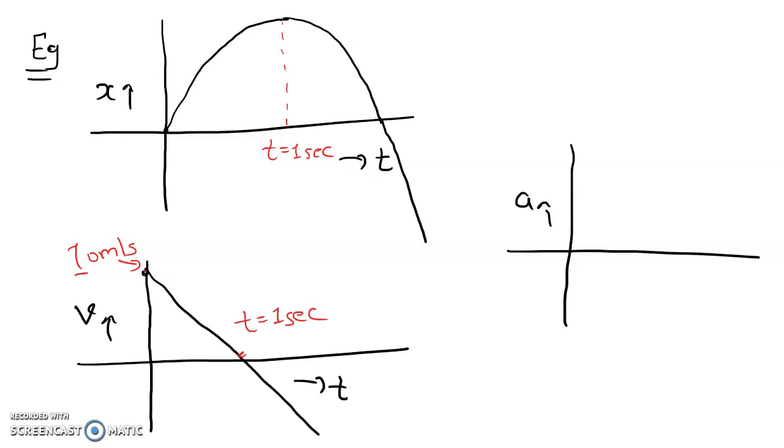Then the third one, acceleration versus time, which is the easiest one. I did not even need to draw it, but it is very easy. It has to be constant, motion under gravity, and it is minus 10. So this will be minus 10.